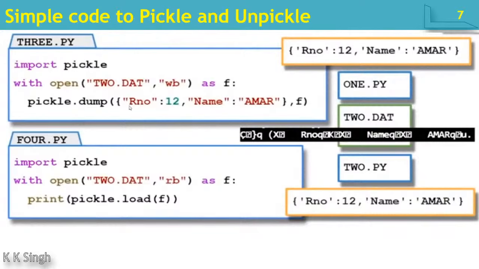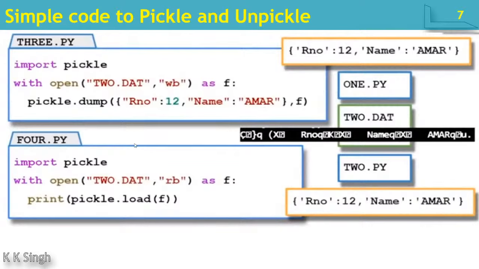In the next line, I am dumping a complete dictionary onto 2.dat. A dictionary has pairs of keys and values, so roll number 12 and name Amar. This is the complete dictionary, and I am dumping it to 2.dat through F. F is the file object. So through F, this information goes to 2.dat.